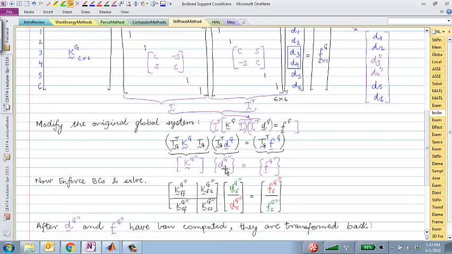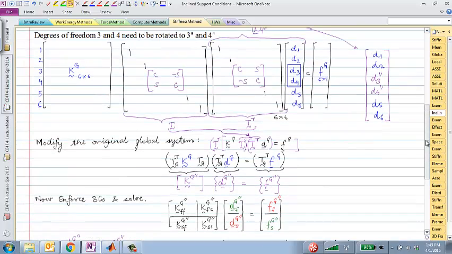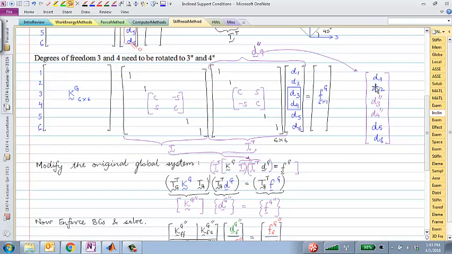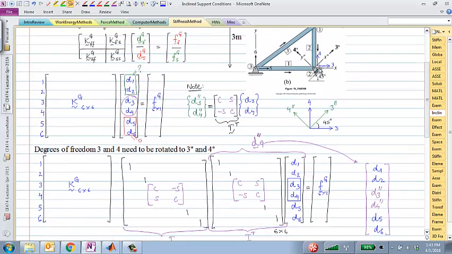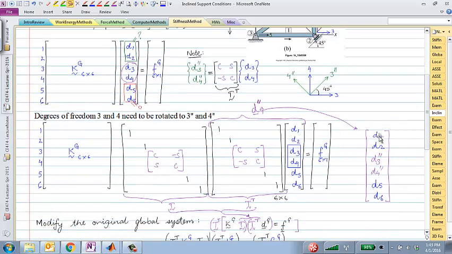So KG double prime times D double prime equals F, and I pointed out to you that this D double prime looks like this. Degrees of freedom 1, 2, 5 and 6 remain unchanged. We have not transformed those. The only ones that we have transformed are 3 and 4 at the location of the inclined roller. This also helps us because now we can easily see that 3 double prime is a free degree of freedom and 4 double prime is a fixed degree of freedom. So I can clearly check which degrees of freedom are free and which are specified.